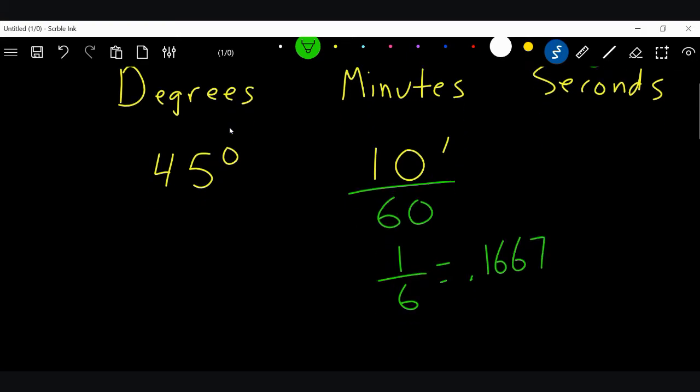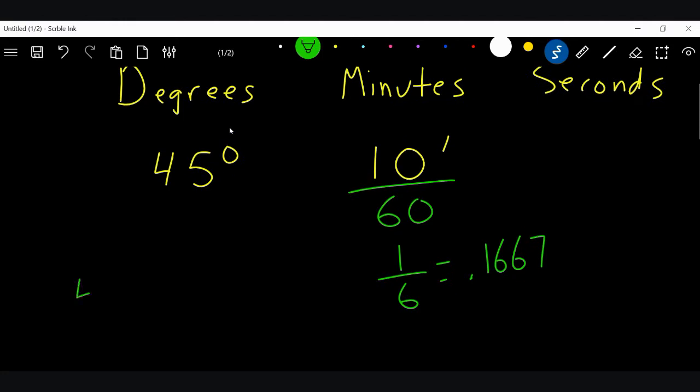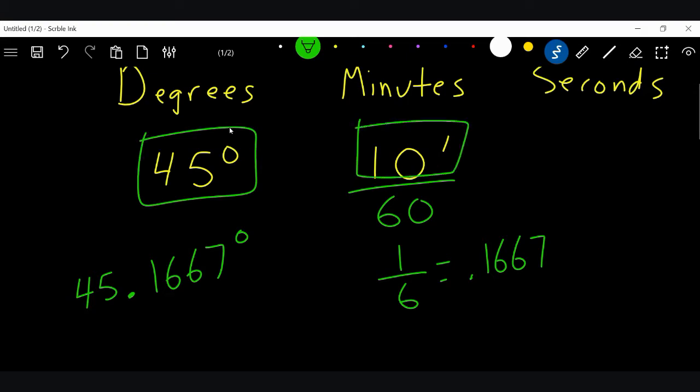And so, in other words, this angle would be 45.1667 degrees. So for an angle that is 45 degrees and 10 minutes, once you do the math on this and divide it by 60, you would come out with 0.1667 as the decimal of the minutes.